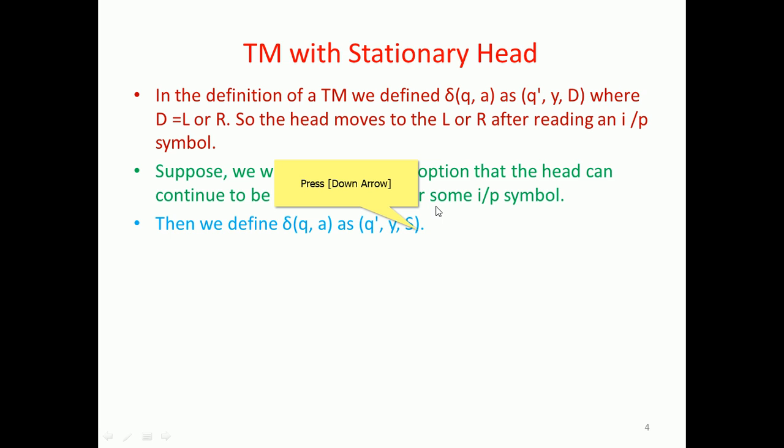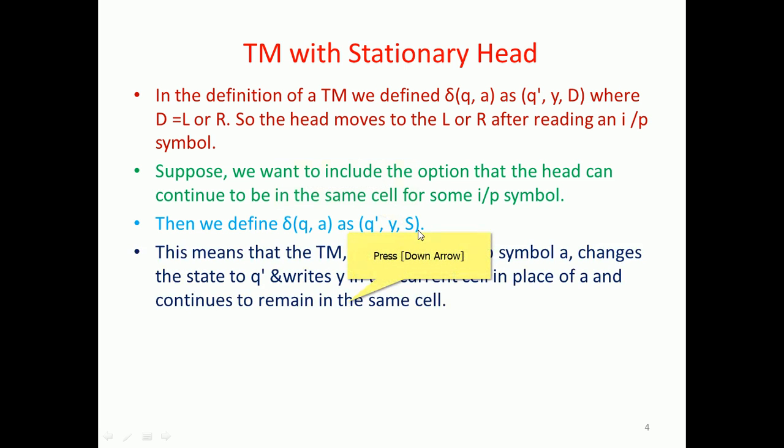So the current state is q and the next state is q dash, and the input symbol a is going to be replaced with y, and the s is stationary. This means that the Turing machine, on reading the input symbol a, changes to state q dash and writes y in the current cell in place of a, and continues to remain in the same cell, so that after reading symbol a it remains in the same cell, ready to read the next character.